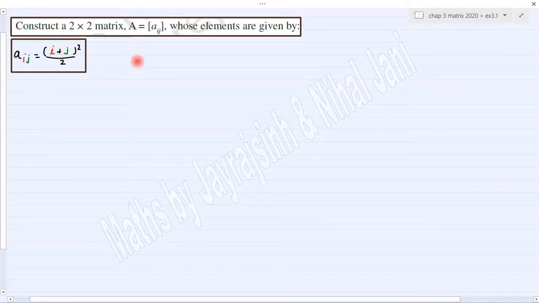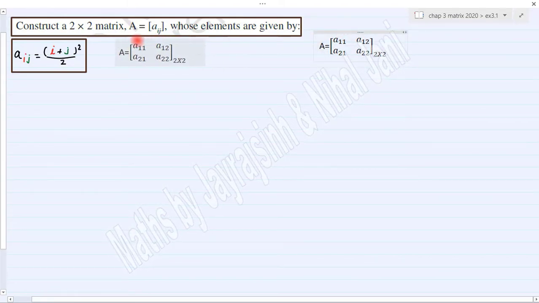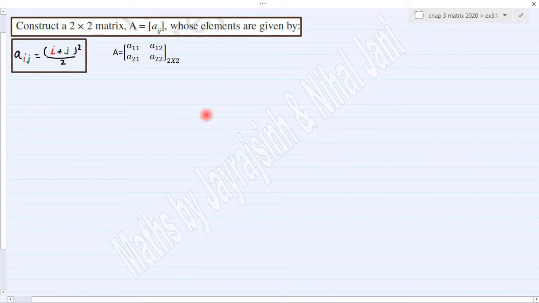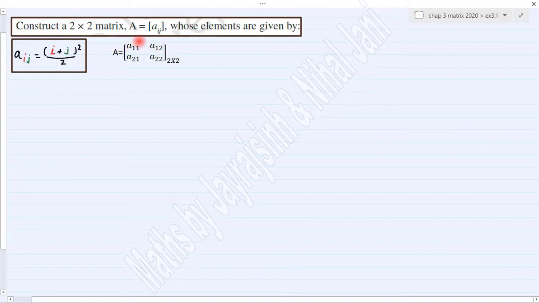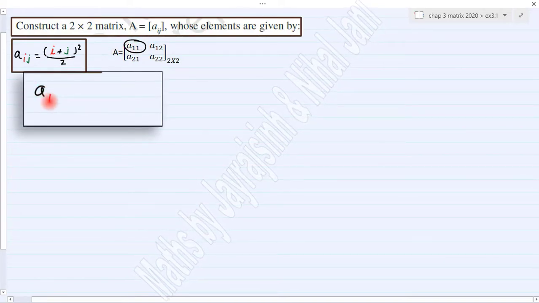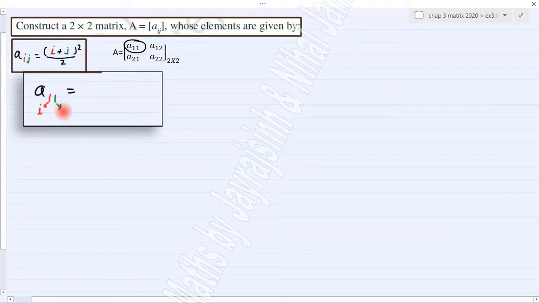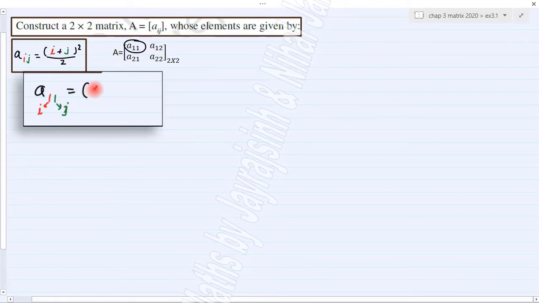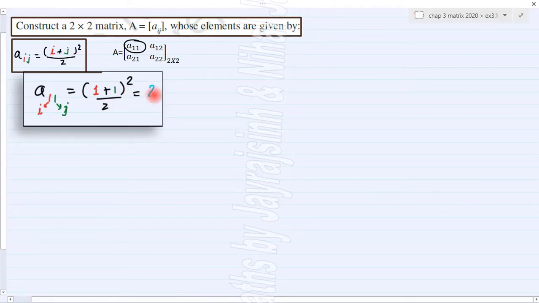Here we have to construct a 2 cross 2 matrix whose elements are given by aij is equal to (i plus j) the whole square by 2. So here we have our 2 cross 2 matrix. It has 4 elements, 2 rows, and 2 columns. So let's try to find these 4 elements one by one. Your first element is a11. Okay, so your i is 1 and j is also 1. So your a11 must be (1 plus 1) the whole square by 2. So it will give us 2.